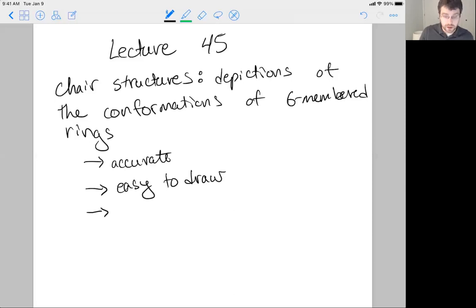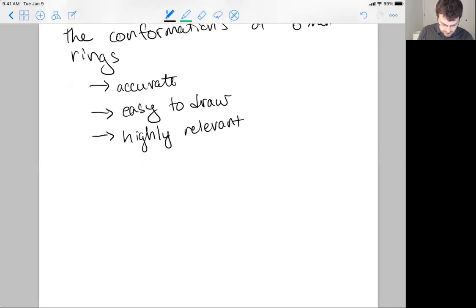And they're highly relevant. So this isn't something that I teach you and then after module 3 you never use anymore. That's not the case. Chair structures are critically important for understanding six-membered rings, and six-membered rings are some of the most important molecules by far. In a way, the most important ring size is the six-membered ring, and so all of this is really important for understanding molecular science. Okay, so what does it look like?